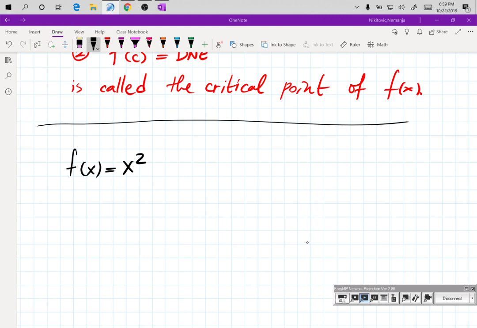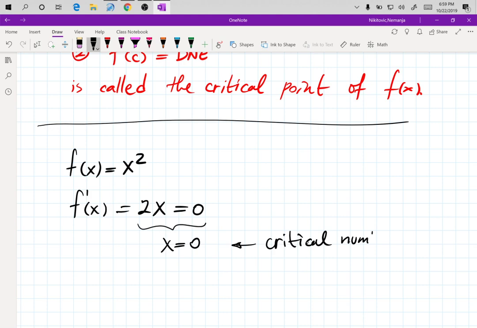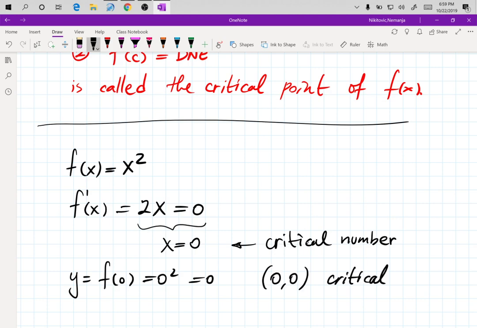so we take f prime of x, which is 2x, and we set it equal to 0 because we want to force horizontal tangency. When you solve the equation over here, you will get x equal to 0, and that one is what we would call critical number first, because it's just the x coordinate. You will find the y as f of 0, which is 0 squared, which is 0, and then you get your 0, 0, which is critical point.